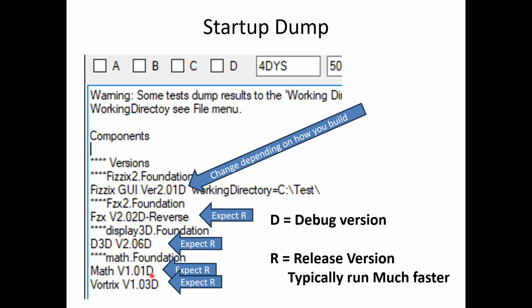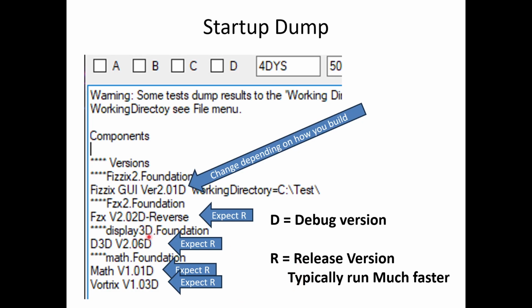Now you'll notice all of these version numbers have a little D on the end of it. That means right now I'm showing you that they're compiled for debug. For the library that you're going to get, everything's going to be compiled for the release. And typically the release versions run much faster because they don't have all the debug stuff to go through.